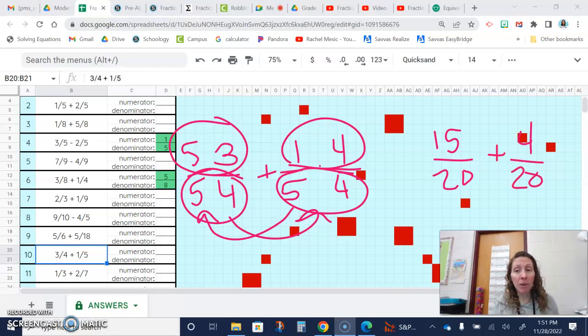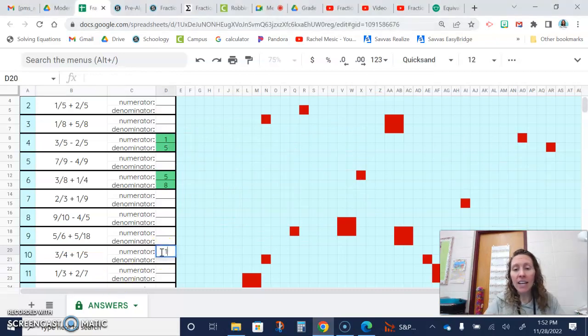Now I have the same denominator, so I'm going to keep my denominator of 20, and then I'll add the numerators. 15 plus 4 is 19. So 19/20, and I cannot simplify that one.